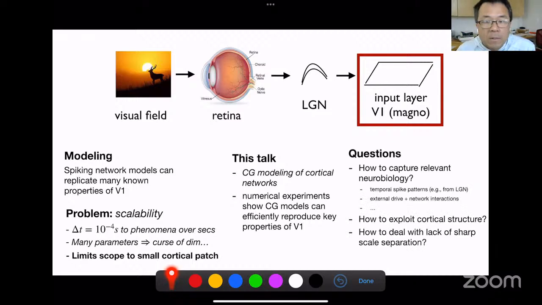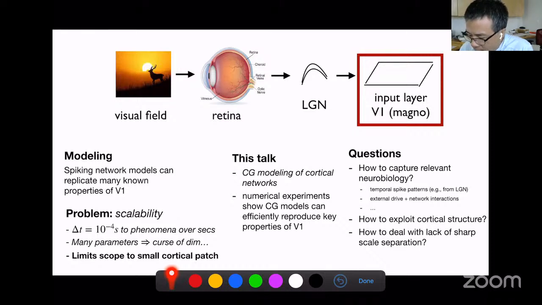Okay. So here are the questions that I'm going to try to address. Maybe not all of them in the time that I have, but hopefully hit on a few of them. And so one is, how do you capture some of the relevant neurobiology? And maybe if there's a way to even exploit the structure of the cortex to try to speed things up.